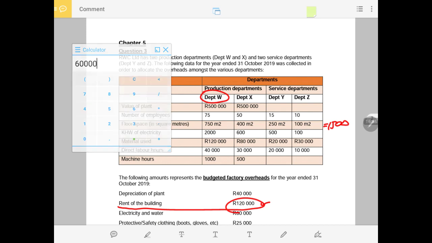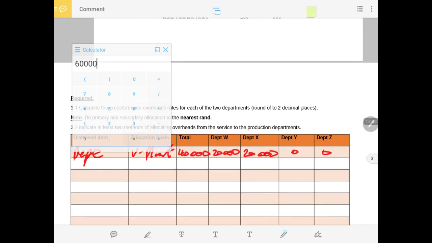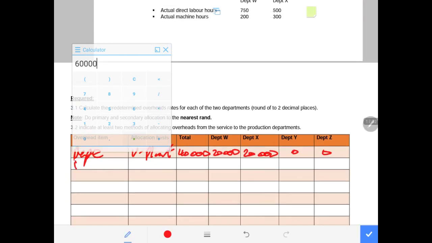120,000, we get 60,000 that must be allocated in the first department. This is the rent of the building. What do we use? We use floor space, and the amount that we are allocating is 120,000, of which in the first department we are allocating 60,000.